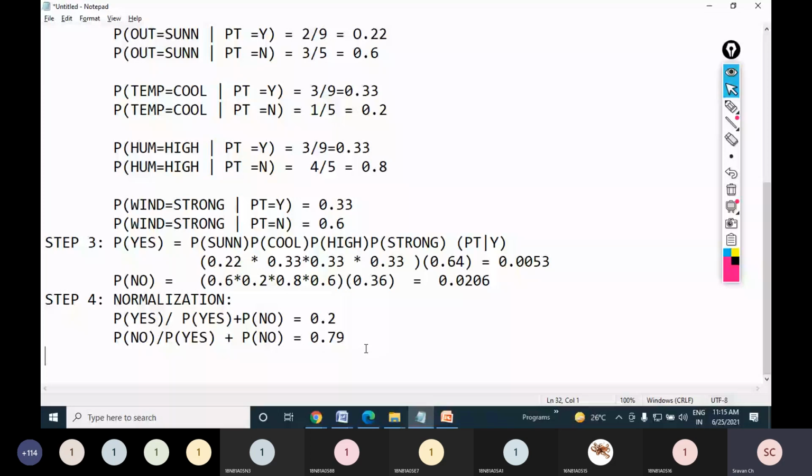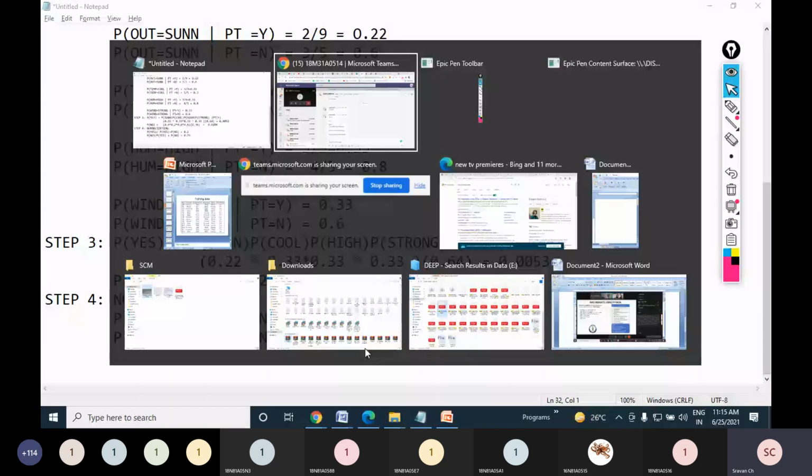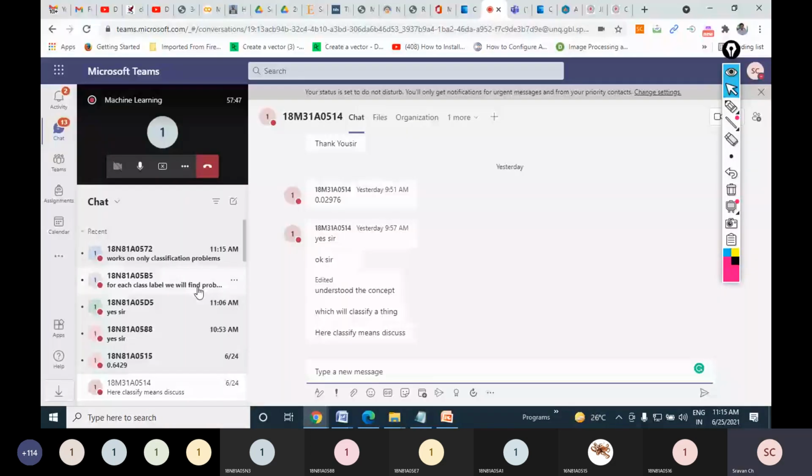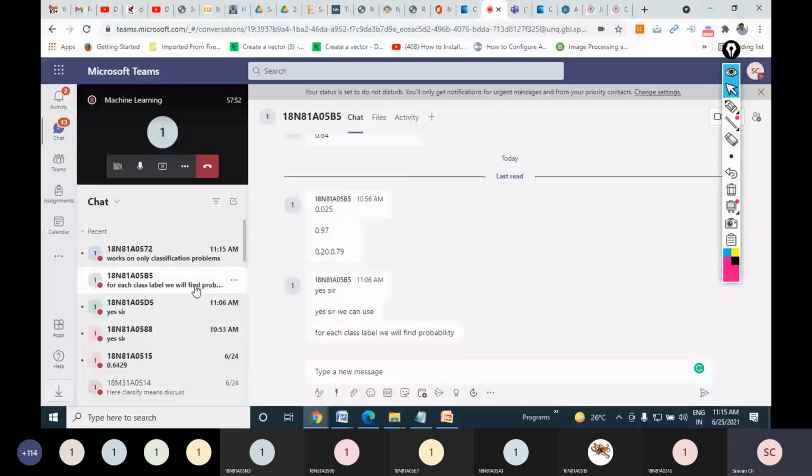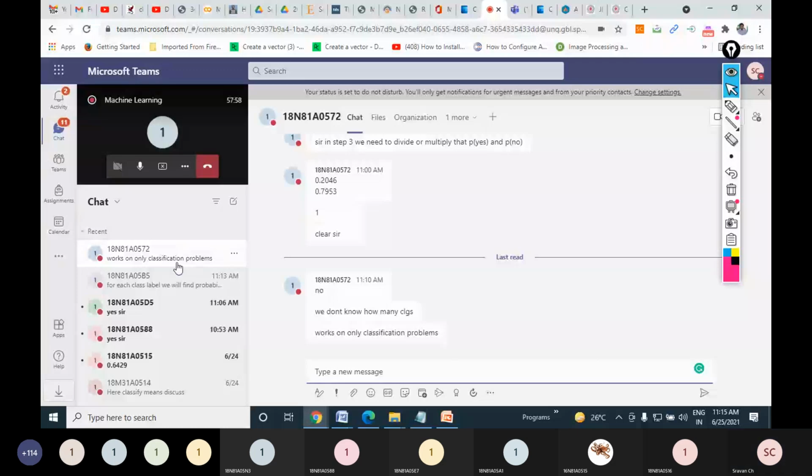Some people have already responded. For each class label we will find, yeah, that's true. Works on only classification. Yeah, obviously the name itself says it is a classifier. That is not a problem. Works on classification problems is not a problem because its intention was to do classification. It was developed for doing classification only, so obviously it will not be able to do anything else. So that can't be a problem.